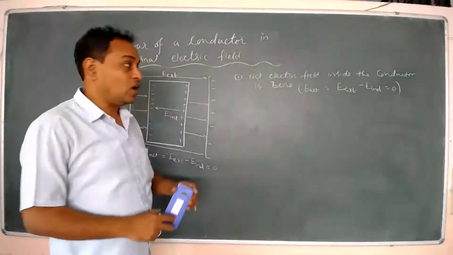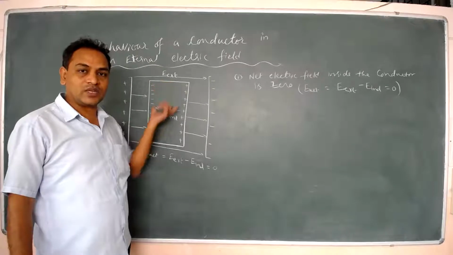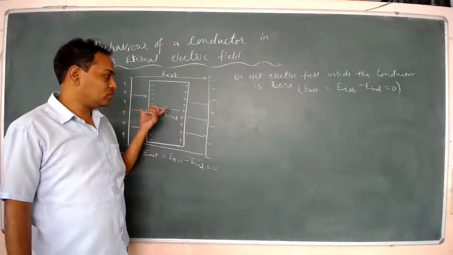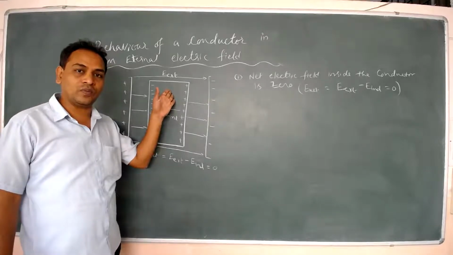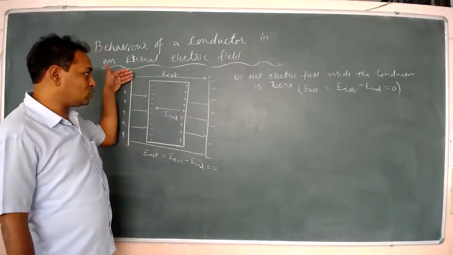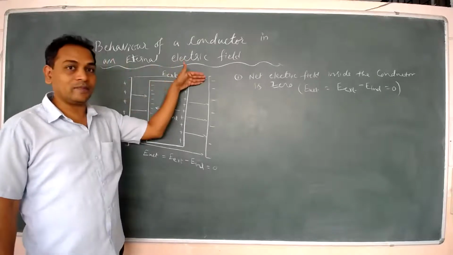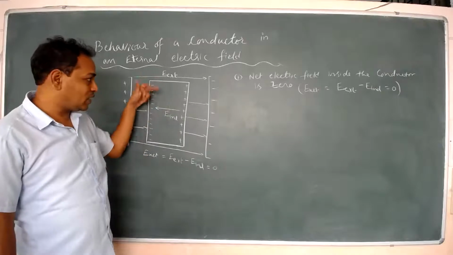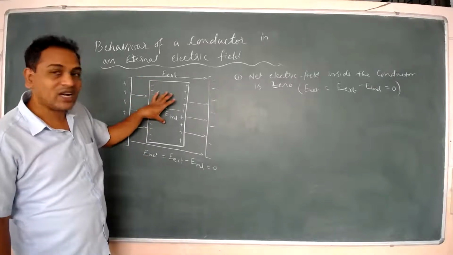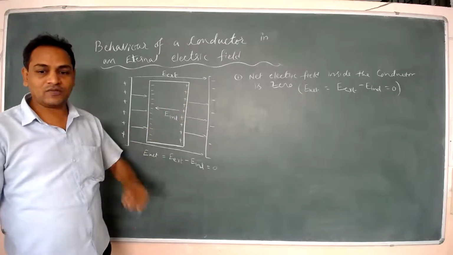So keep in mind that whenever a conductor is placed in an electric field, the net electric field inside the conductor will be 0. Why? Because whatever external field is applied, that much induced field will be developed inside. So these two get cancelled, and finally the net electric field inside will be 0. That is the first point.